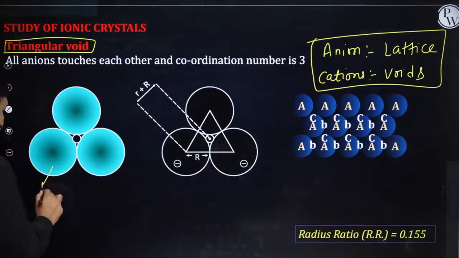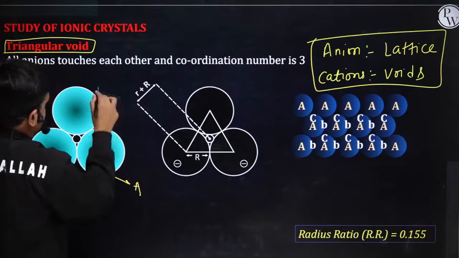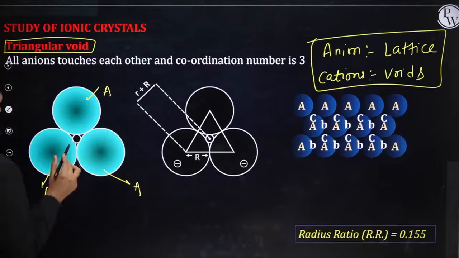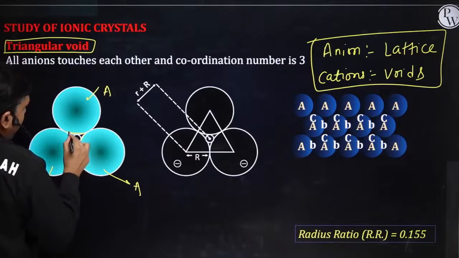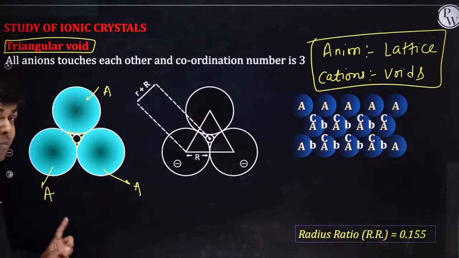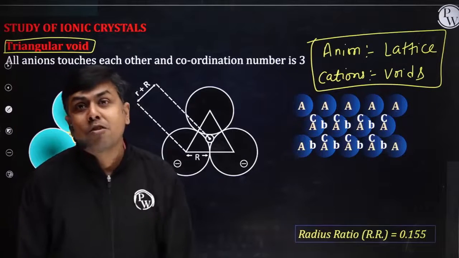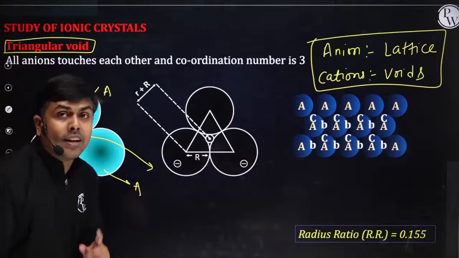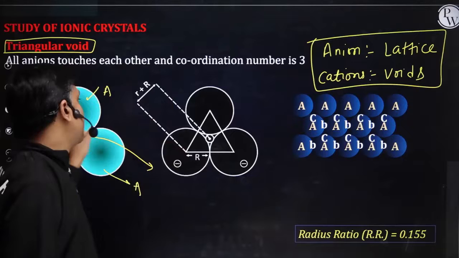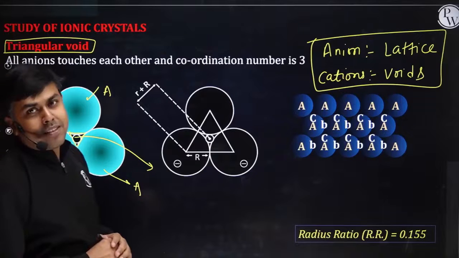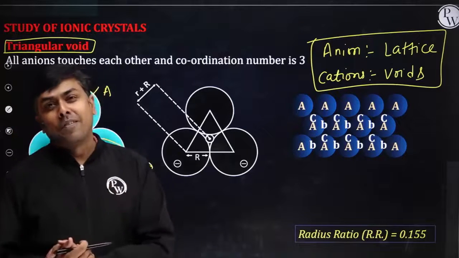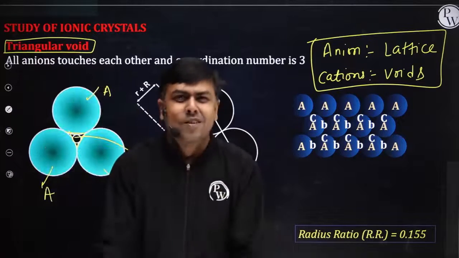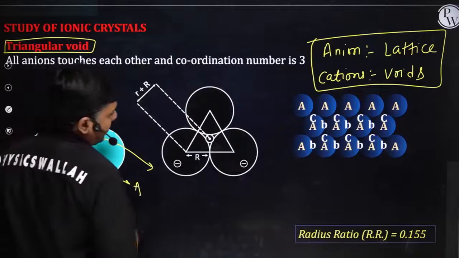Let's assume these 3 are anionic spheres. As soon as these anionic spheres are placed, I'm going to get a triangular void like this. Now we have to calculate the minimum size of the cation which should be placed in this triangular void in such a way that it touches all three spheres, all three anions. So basically the coordination number of this cation has to be 3, and in that case I have to calculate the size of the cation.